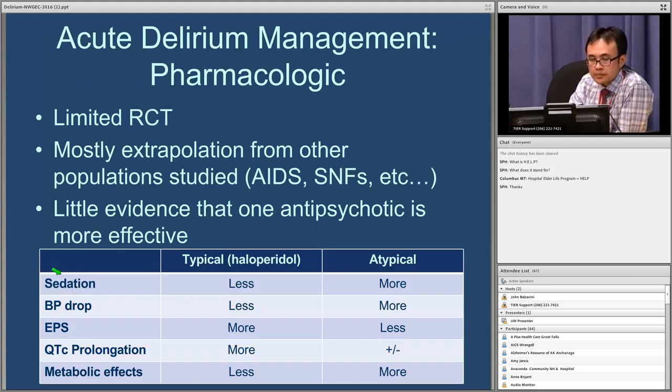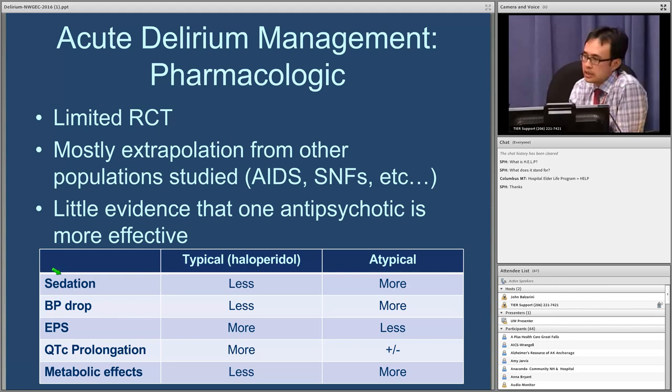Okay. So in the acute use of antipsychotics, there are very limited randomized controlled trials. Believe it or not, many of them are extrapolations from other populations that we typically don't think about. They're in HIV patients who are at end of life, or they're in nursing home patients, for example. So there's very little evidence that any one antipsychotic is more effective than another. It's mostly based upon where you practice and what your formulary is, for the most part.